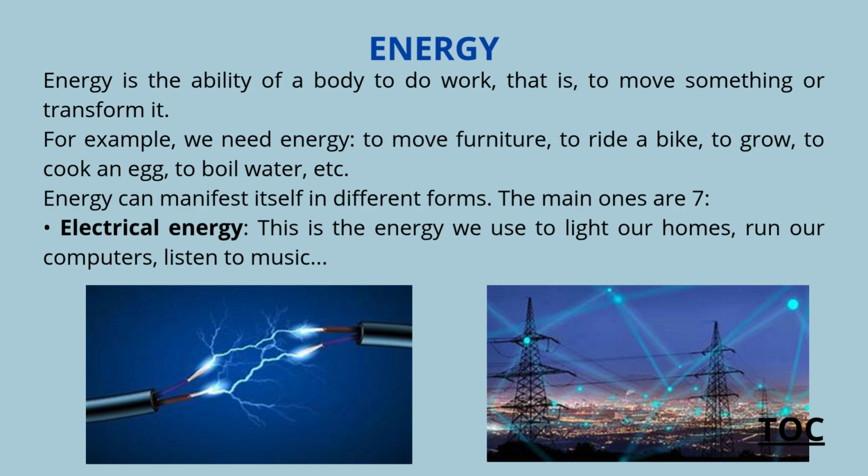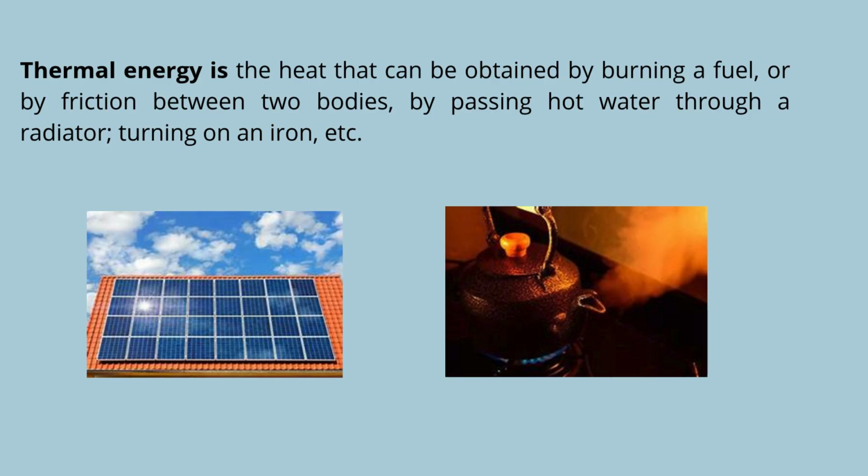Energy. Energy is the ability of a body to do work, that is, to move something or transform it. For example, we need energy to move furniture, to ride a bike, to grow, to cook an egg, to boil water, etc. Energy can manifest itself in different forms. The main ones are seven. Electrical energy. This is the energy we use to light our homes, run our computers, listen to music. Thermal energy is the heat that can be obtained by burning a fuel or by friction between two bodies, by passing hot water through a radiator, turning on an iron.